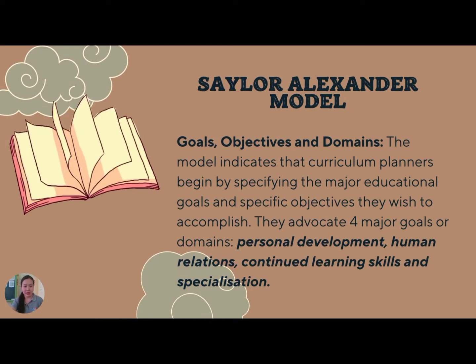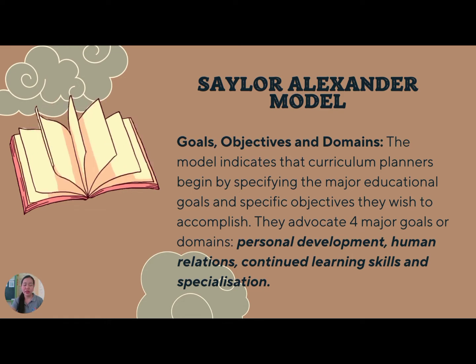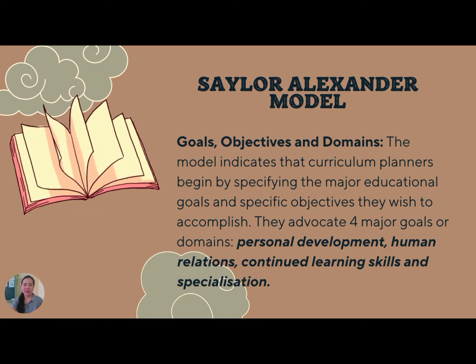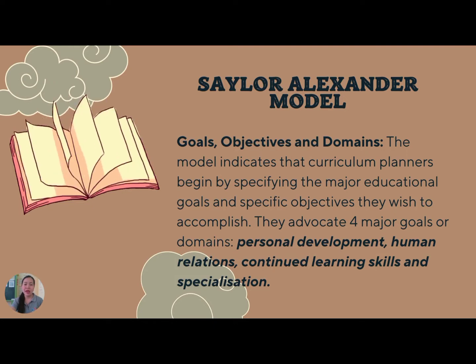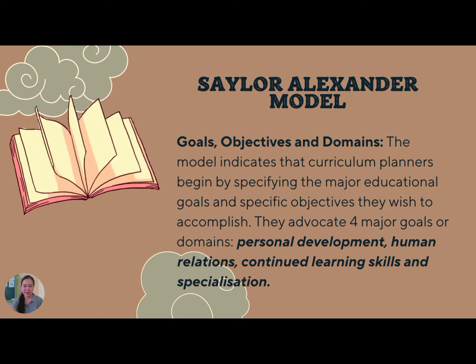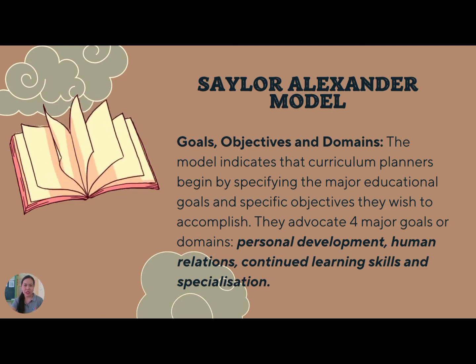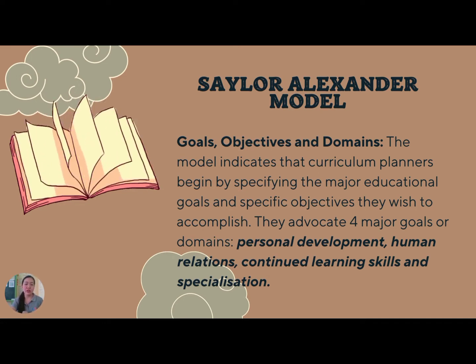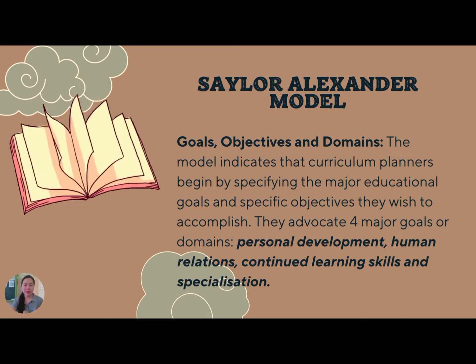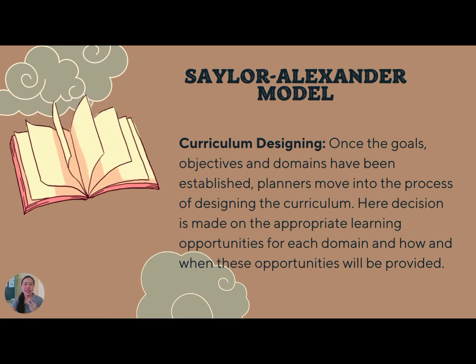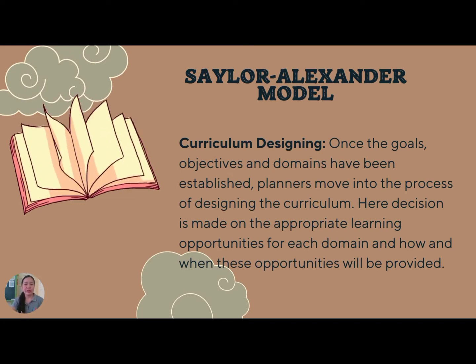As for their model, the first step begins with identifying the goals, objectives, and domains. The model indicates that curriculum planners begin by specifying the major educational goals and specific objectives they wish to accomplish. So the model advocated for major goals or domains, which include personal development, human relations, continued learning skills, and specialization.